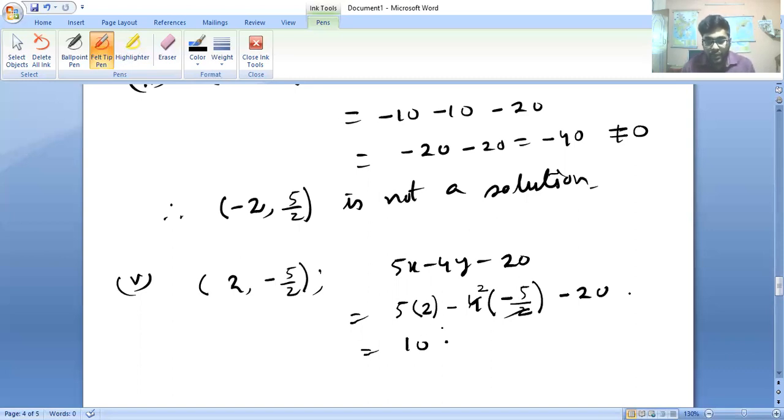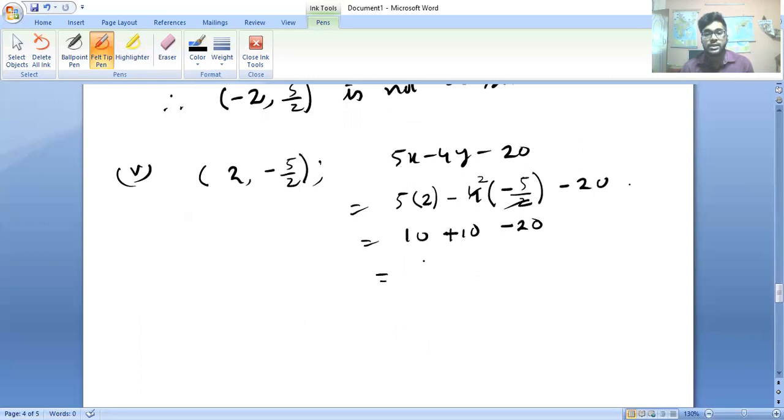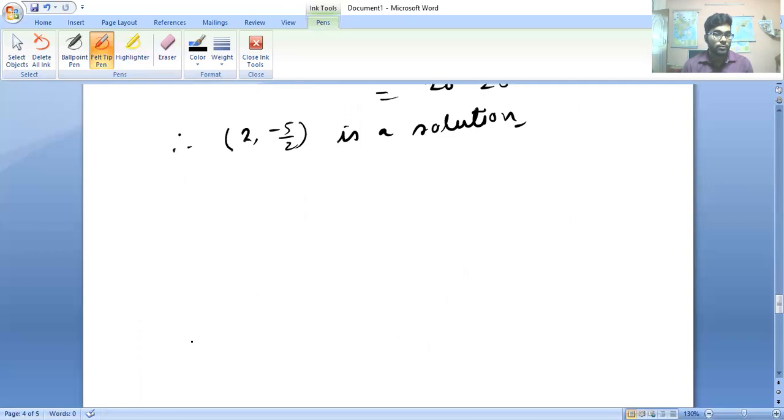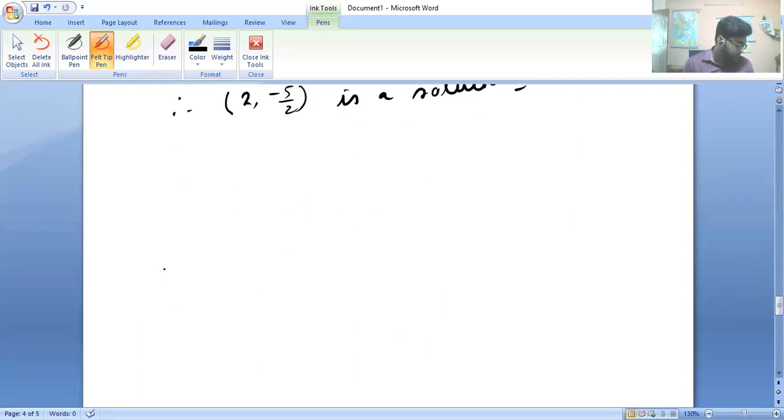Clear? Again, I'm saying 5 2s are 10, 2 2s are 4 cut down, 2 into minus 5 becomes minus 10, minus minus becomes plus 10. And then you have minus 20. So as you can see, 10 plus 10 becomes 20, minus 20. So it is coming to 0. Therefore, we will write that 2 comma minus 5 by 2 is a solution. Okay, students, clear? Fine. Let us move on to the next question.